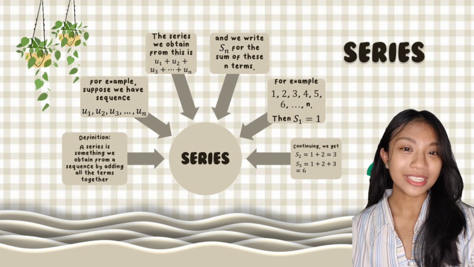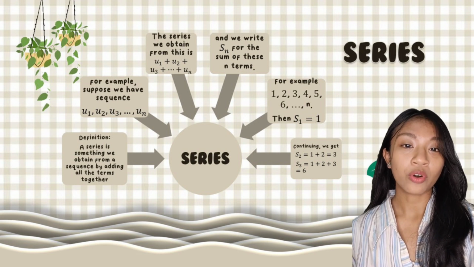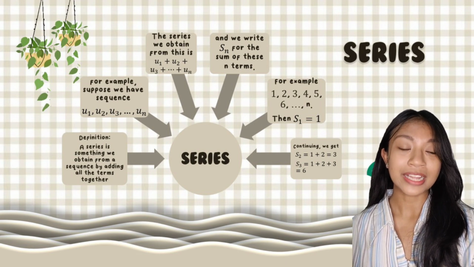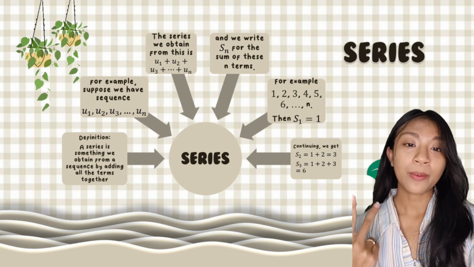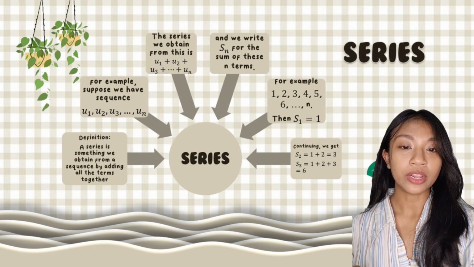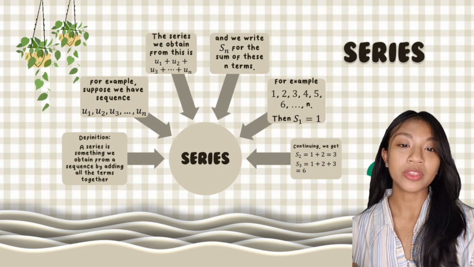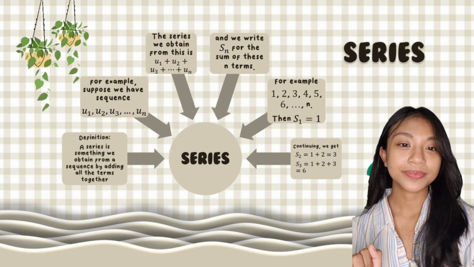Now, I will explain some types of sequence and series. There are 4 types of sequence and series, namely arithmetic, geometric, harmonic, and Fibonacci. On this occasion, I will explain more deeply about the types of arithmetic and geometric progression.